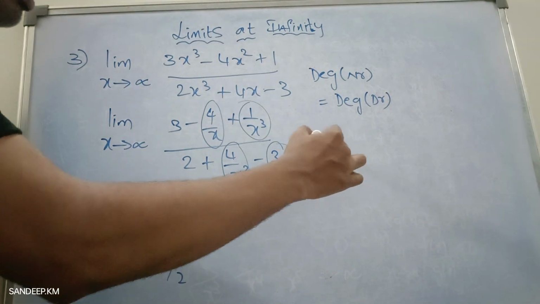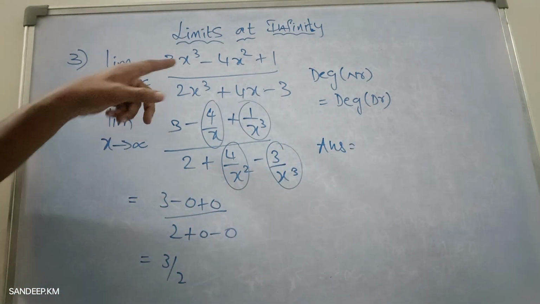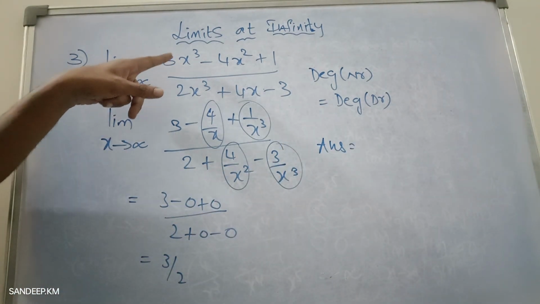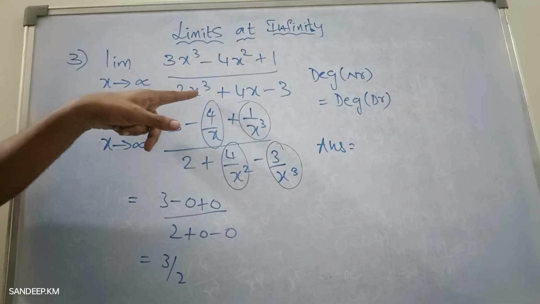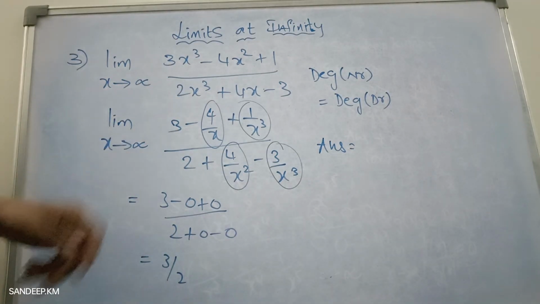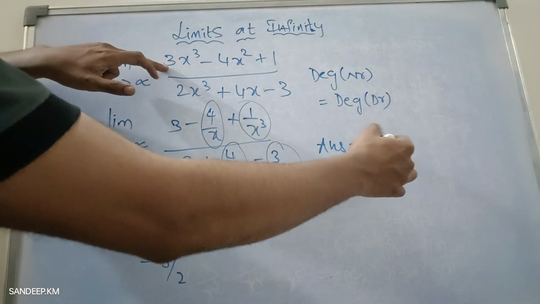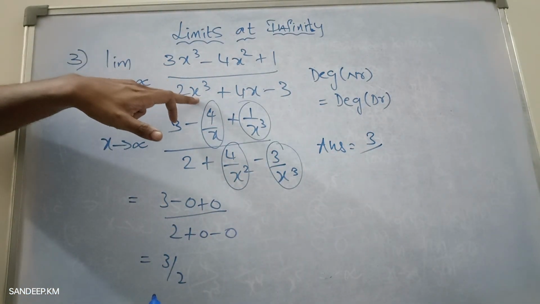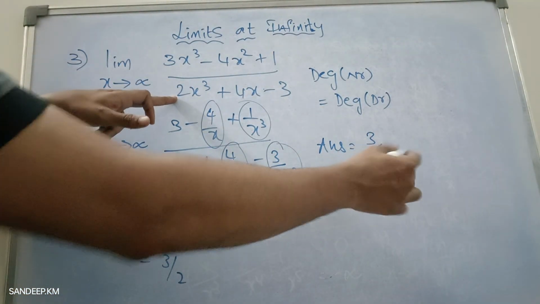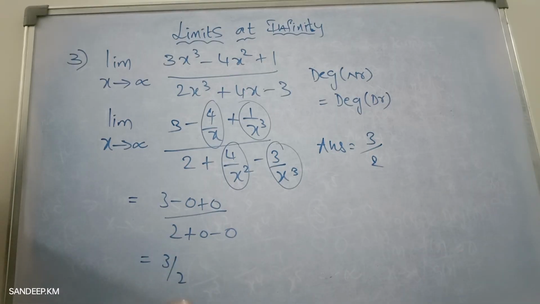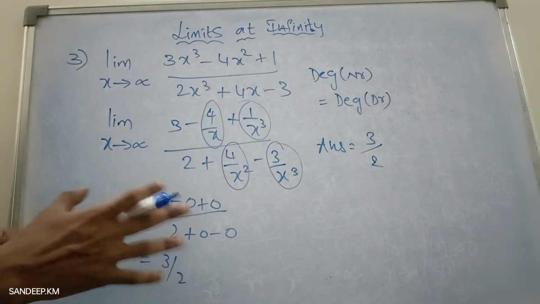Very easy. The answer is equal to coefficient of highest power of x in the numerator divided by coefficient of highest power of x in the denominator. So here the coefficient of highest power of x is 3 divided by coefficient of highest power of x is 2. So the answer will be what? 3 by 2. So directly we can write this. Now let us generalize our result.